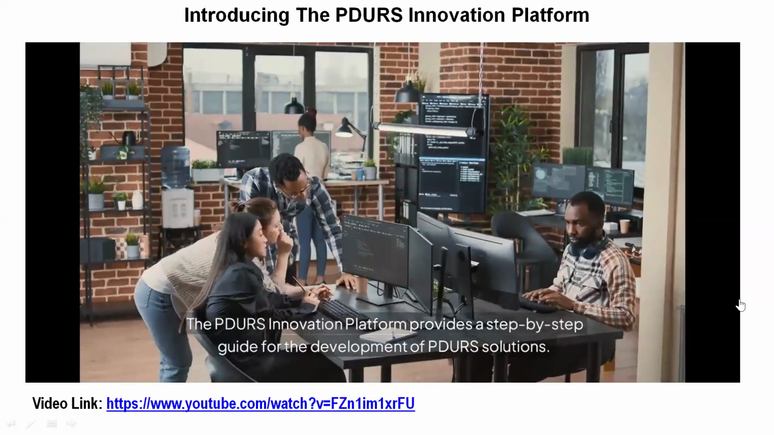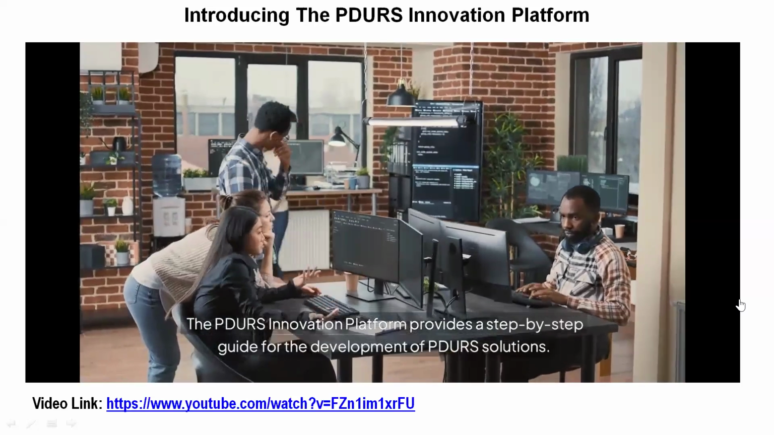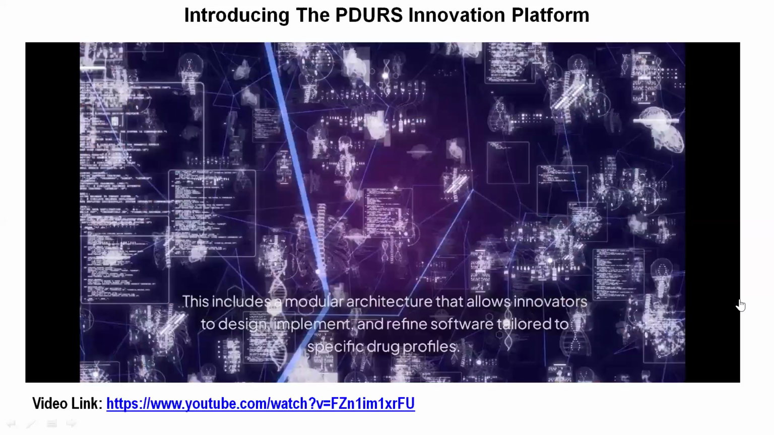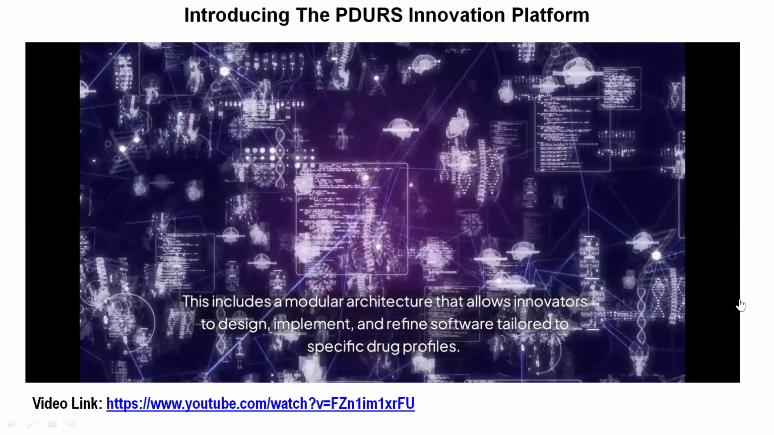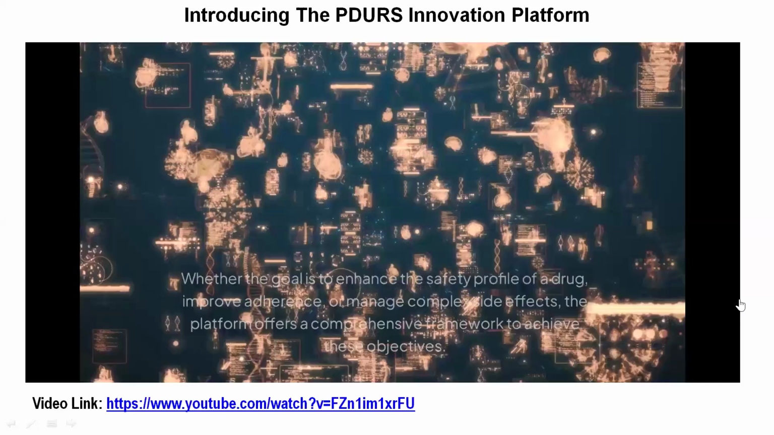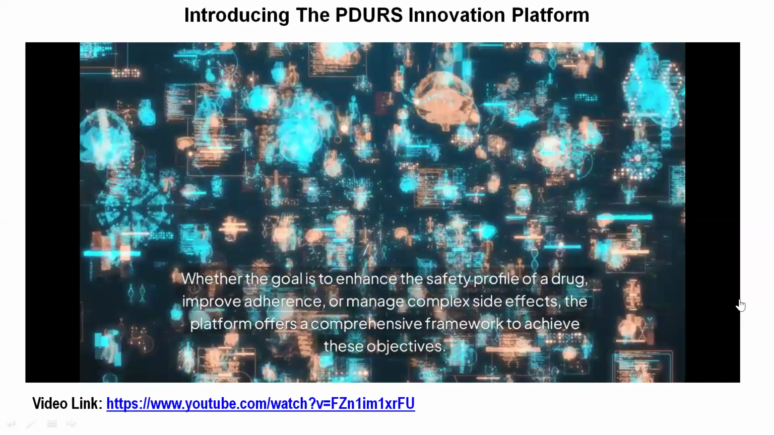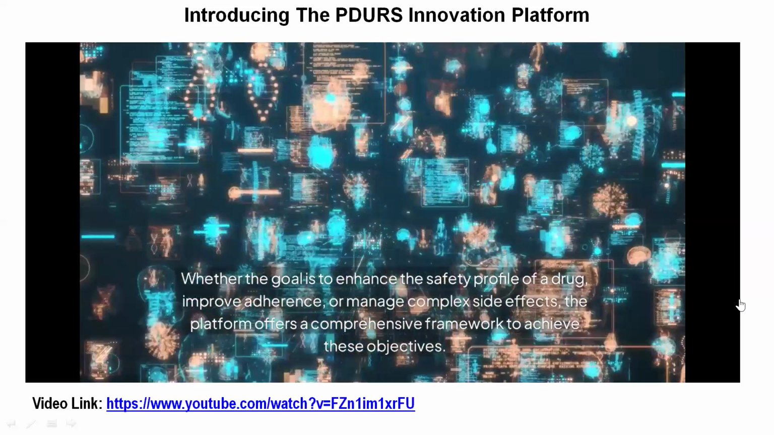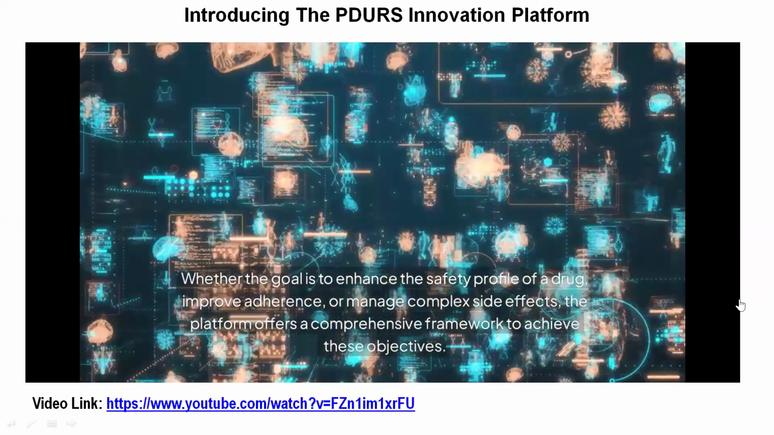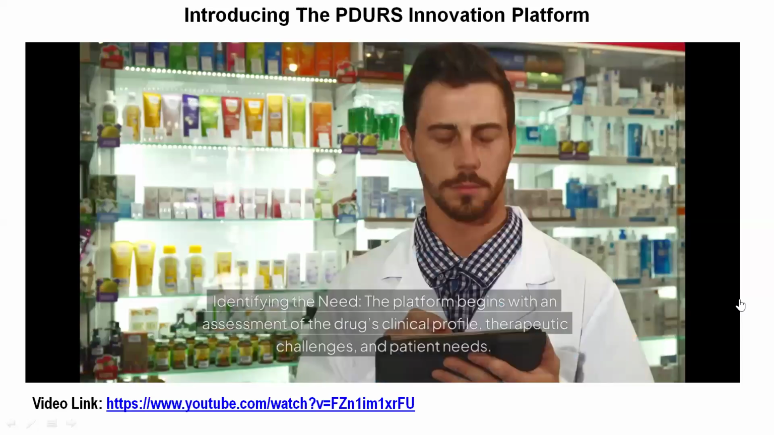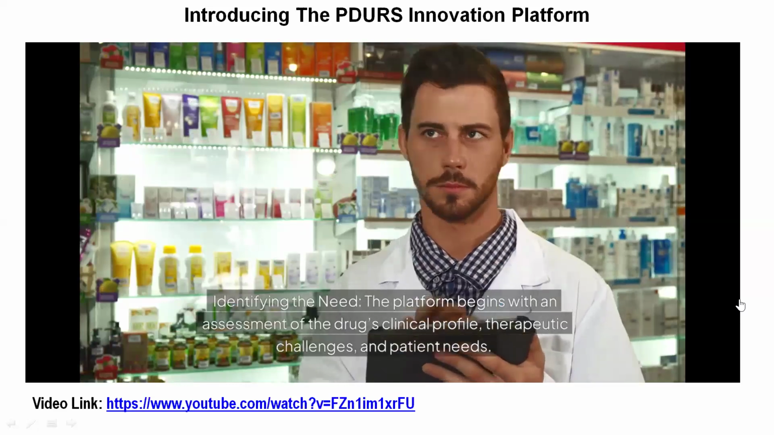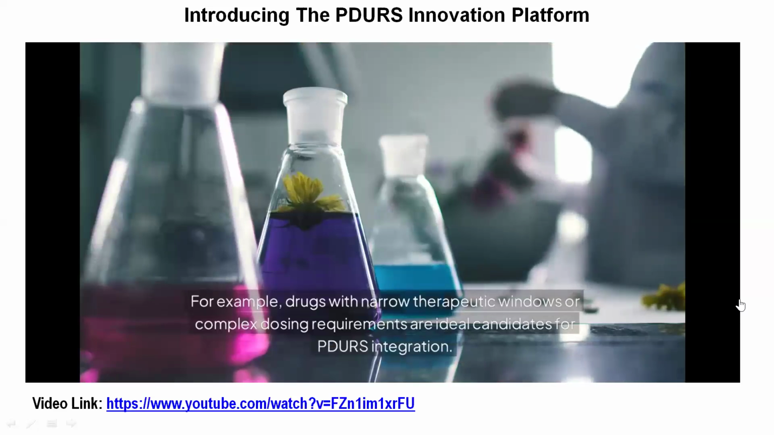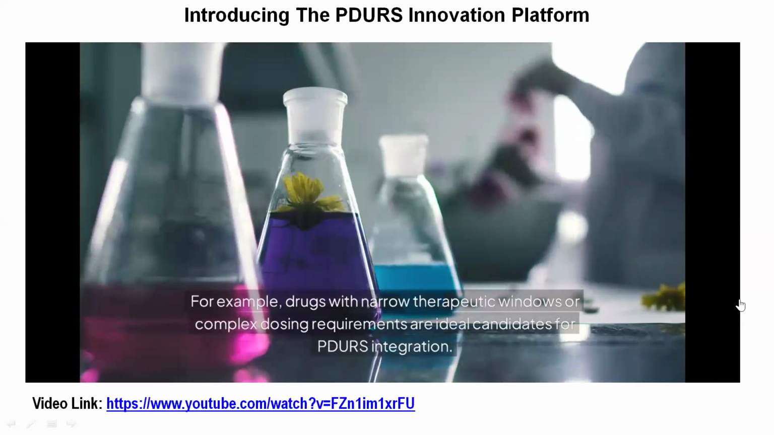The PDURS Innovation Platform provides a step-by-step guide for the development of PDURS solutions. This includes a modular architecture that allows innovators to design, implement, and refine software tailored to specific drug profiles. Whether the goal is to enhance the safety profile of a drug, improve adherence, or manage complex side effects, the platform offers a comprehensive framework to achieve these objectives. Identifying the need. The platform begins with an assessment of the drug's clinical profile, therapeutic challenges, and patient needs. For example, drugs with narrow therapeutic windows or complex dosing requirements are ideal candidates for PDURS integration.